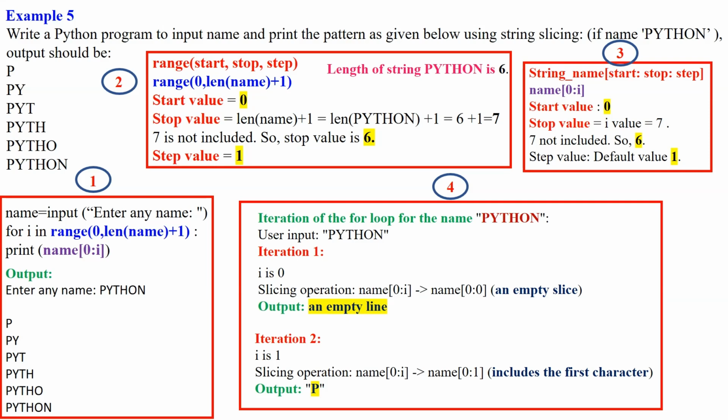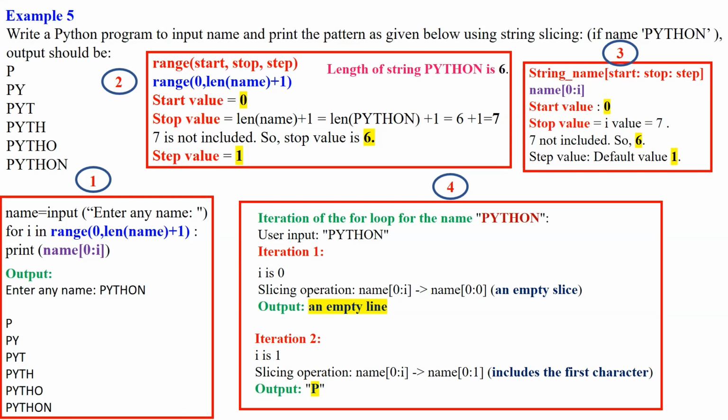In line 1, it prompts the user to enter a name and stores it in the variable name using the input function. In line 2, it uses a for loop to iterate over a range from 0 to the length of the name, inclusive, using the loop variable i. Inside the loop, extract a substring from the name using the slicing operation name[0:i], which includes characters from index 0 up to, but not including, index i.